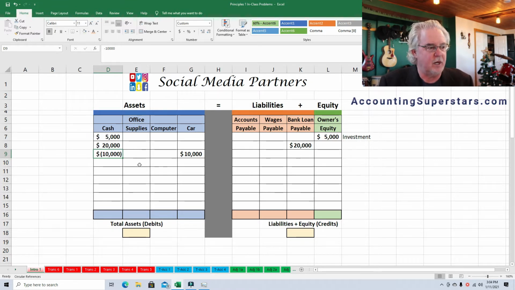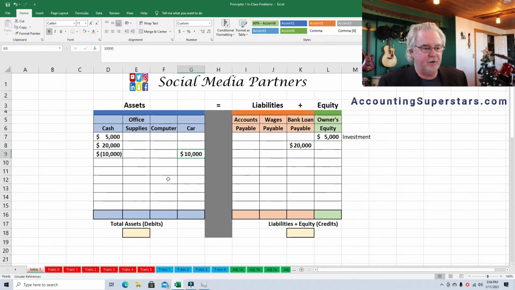Now check this out. On the left-hand side, we have a negative 10,000 and a positive 10,000. If you combine those two, you get zero, right? Zero. So on the right side, we'll leave it as zero. We won't put anything over here. So on the left, we have zero. Right, we have zero. We're all good.